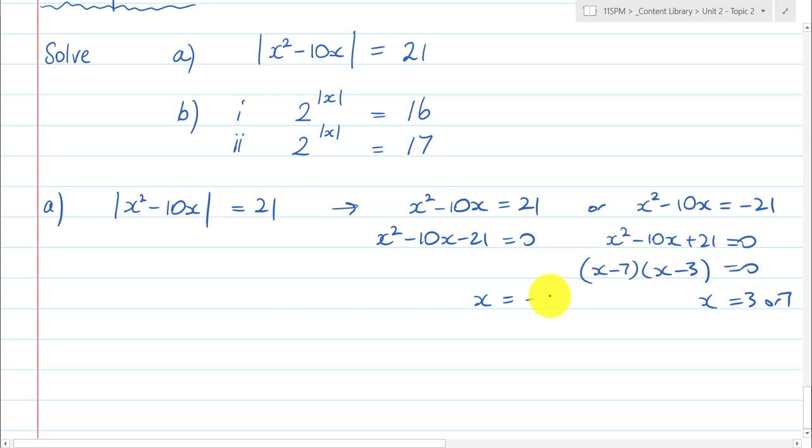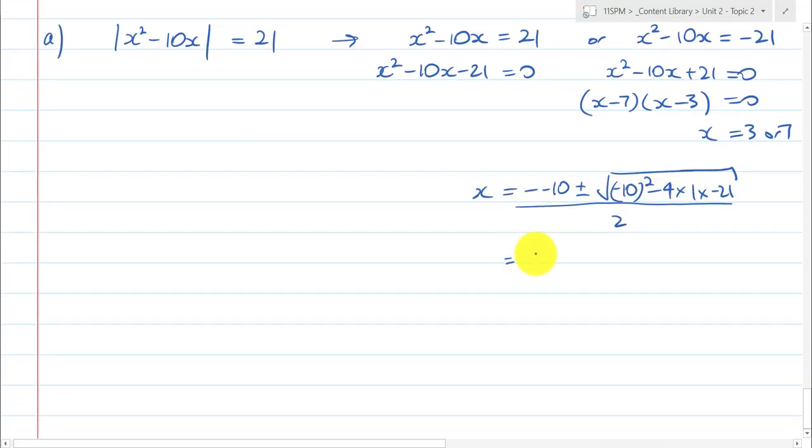I'll just drop it down a little bit more. Negative 10 plus or minus the square root of negative 10 squared minus 4 times 1 times negative 21, all over 2. The most simplified version of that is 10 plus or minus, in fact, I might even simplify it more, 5 plus or minus, that's 100 plus 84, so 184 over 2, which I can simplify more because 184 is what? 4 times 46. So it's 5 plus or minus 2 root 46 over 2, which is just root 46.